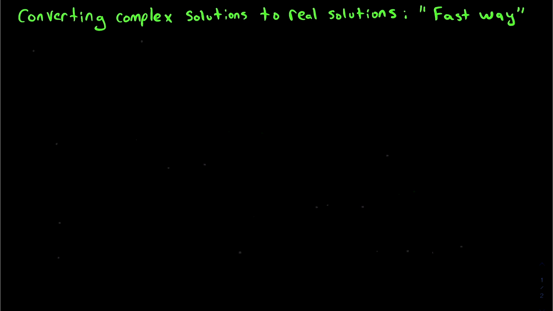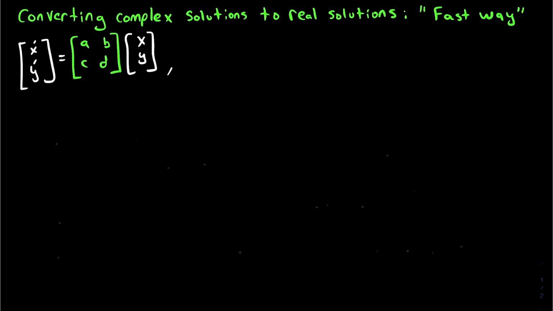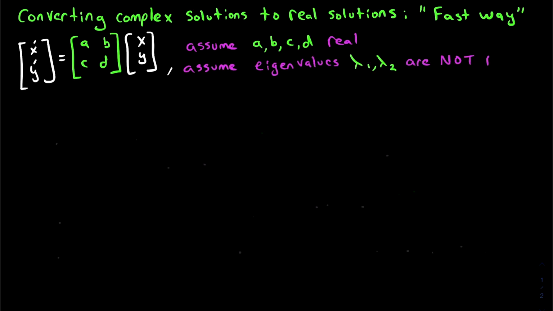Now I'll explain the algorithm of converting complex solutions to real solutions via this fast way, and then I'll show you an example. The premise is that you have some system of differential equations like this, and these numbers a, b, c, d are all real, and it's important that the eigenvalues are not real. They can be pure imaginary numbers like plus or minus 2i or 8 plus or minus 3i, but this method does not work if you have eigenvalues like 2 and 7. And by the way, if you're wondering, if all of your coefficients a, b, c, d are real, then the eigenvalues actually have to come in complex conjugates if they're not entirely real.